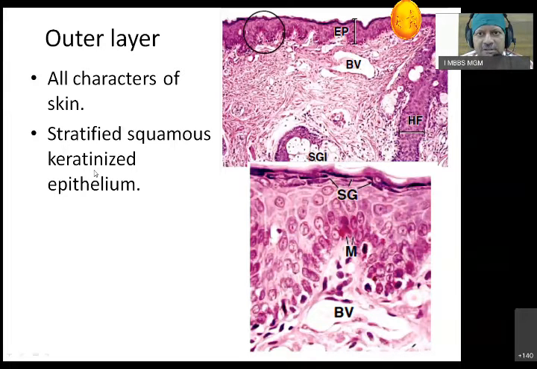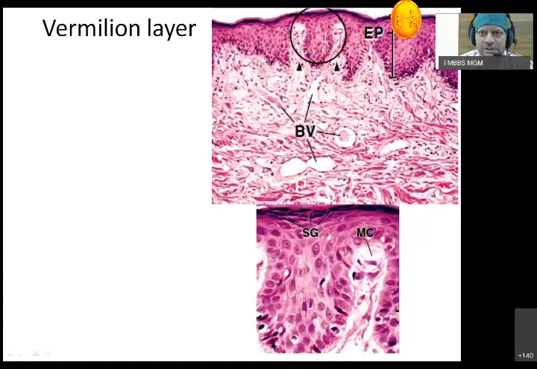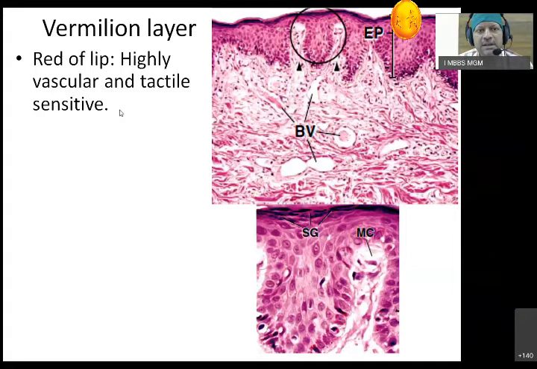The surface of the lip, which is called the red of the lip, plays a variety of roles. It is highly sensitive for tactile sensations. See here, the dermal papillae are deep inside, and it has highly dense Meissner's corpuscles in the red of the lip. So the vermilion border layer, also called the red of the lip, is highly vascular and very tactile sensitive.